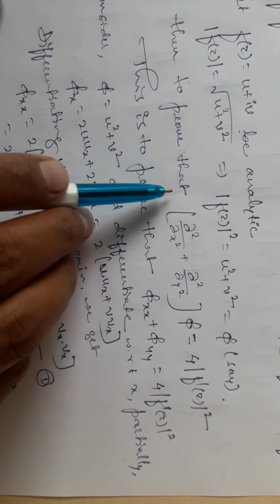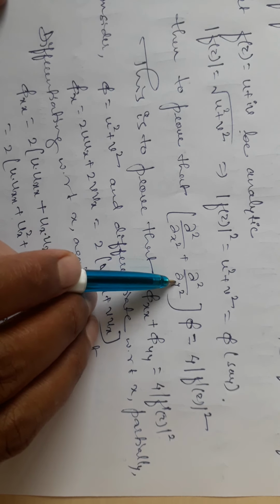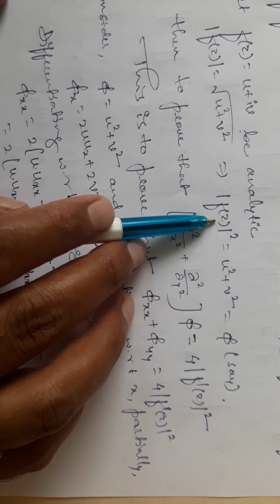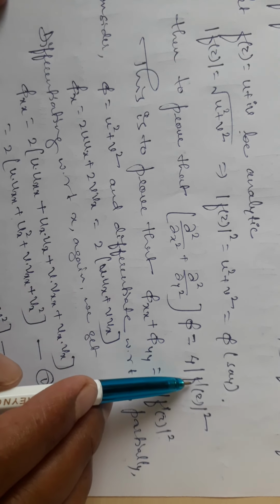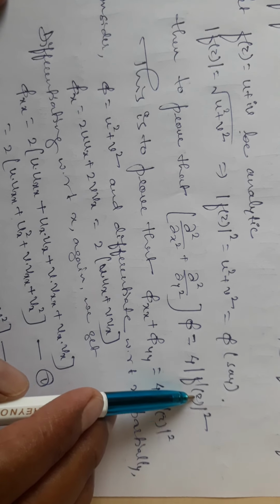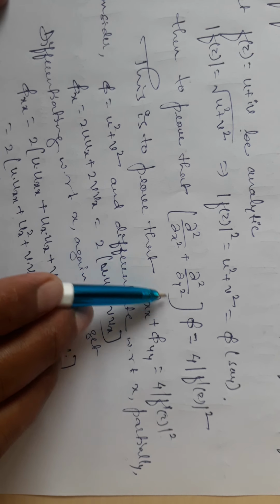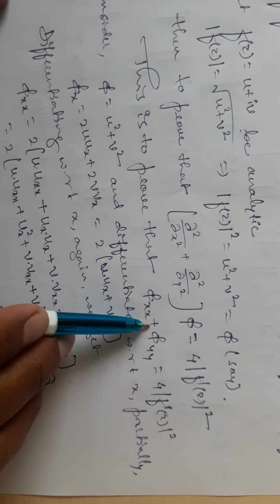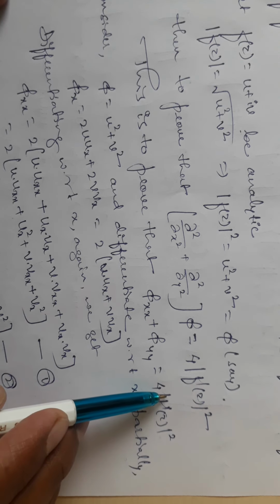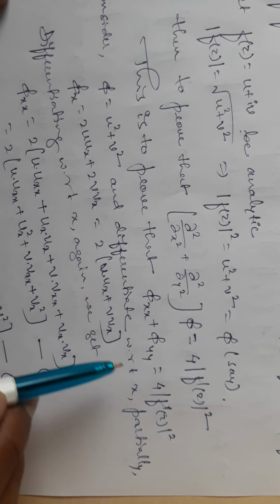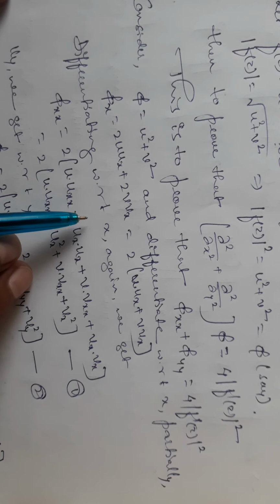Then to prove that dou 2 by dou x square plus dou 2 by dou y square of this mod of f of z whole square, which I call phi, is equal to 4 times mod of f dash of z whole square. This is to prove that phi xx plus phi yy equals 4 times mod of f dash of z whole square. Then this is the Laplace equation.